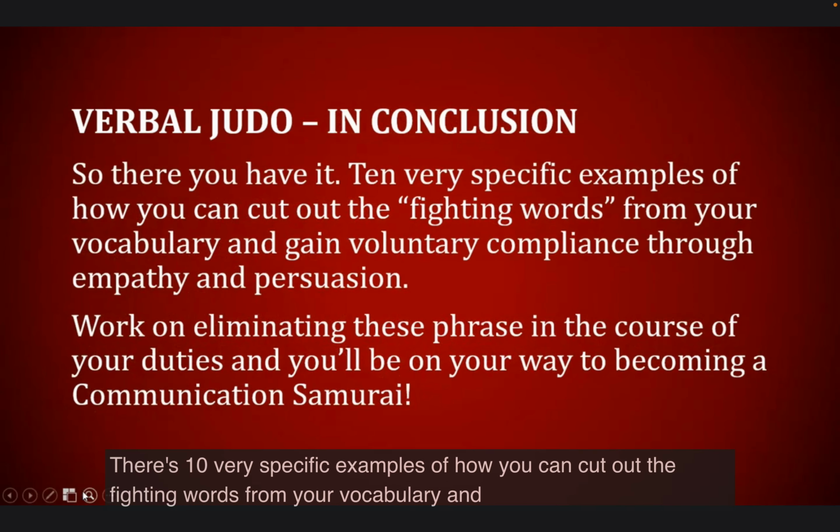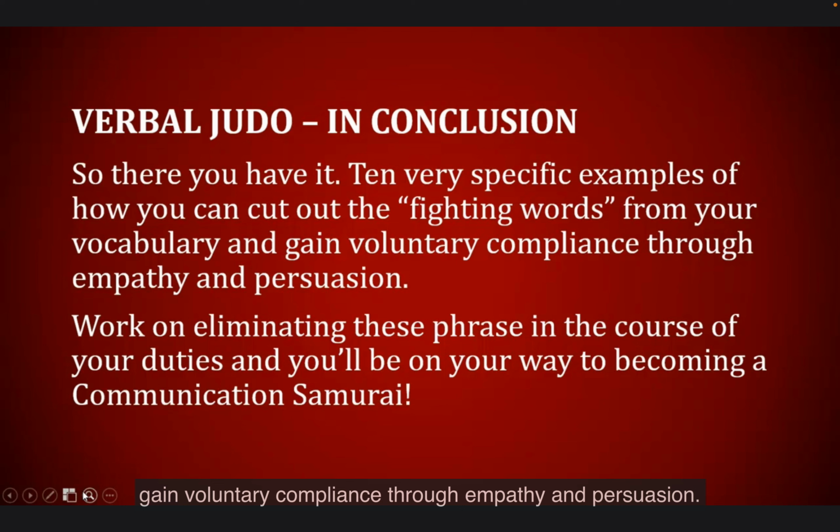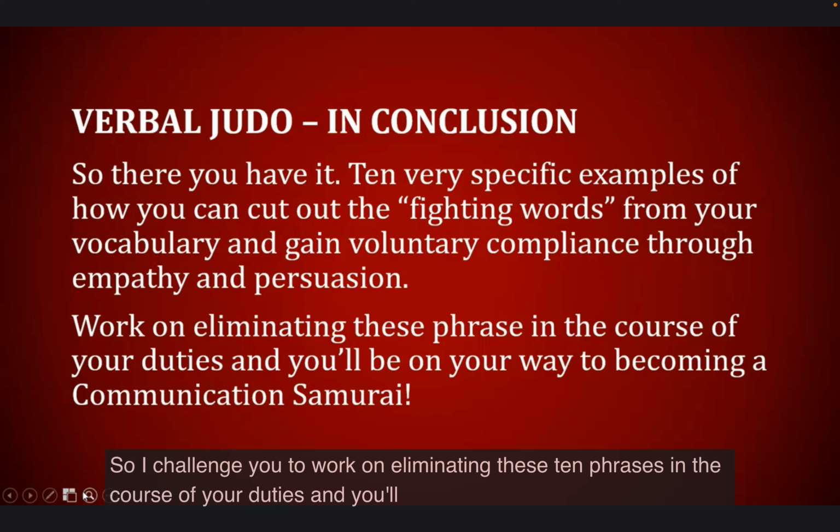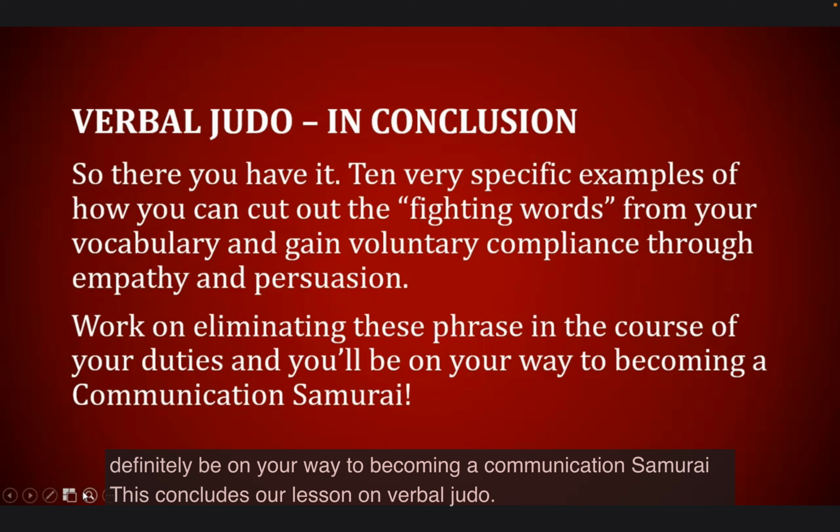So there you have it. There's 10 very specific examples of how you can cut out the fighting words from your vocabulary and gain voluntary compliance through empathy and persuasion. So I challenge you to work on eliminating these 10 phrases in the course of your duties, and you'll definitely be on your way to becoming a communication samurai.